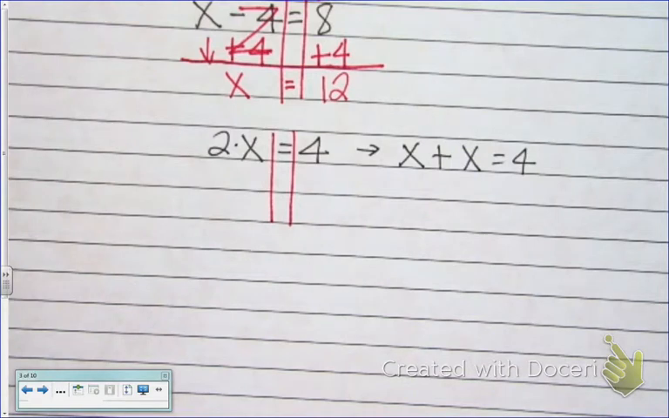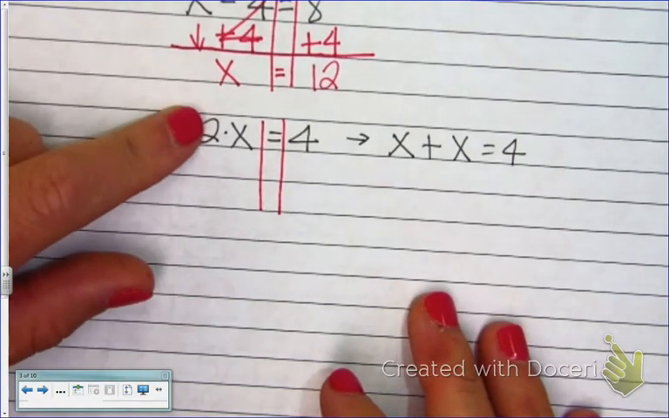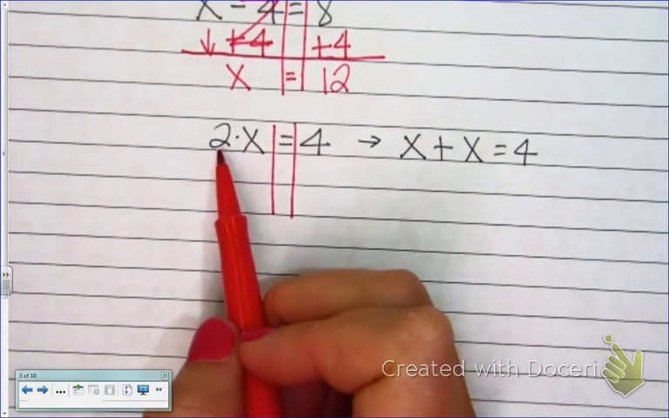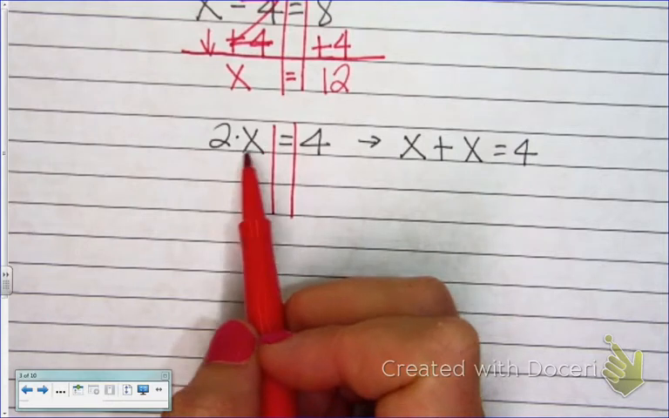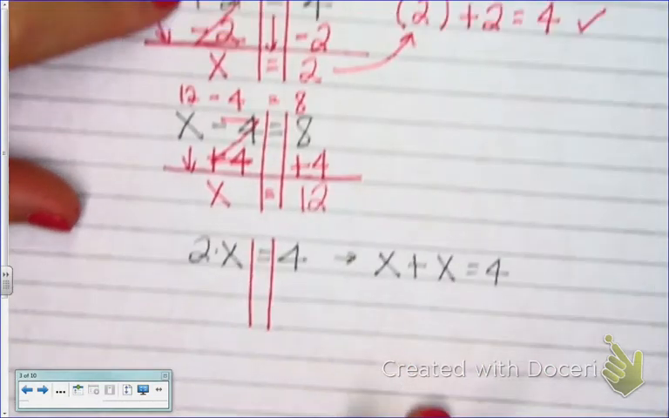Okay, well, my letters are by themselves, but I have 2 of them. You want one of them. So the question for you is, how do I make this 2x become 1x? Now if you notice up here, you have the opposite.